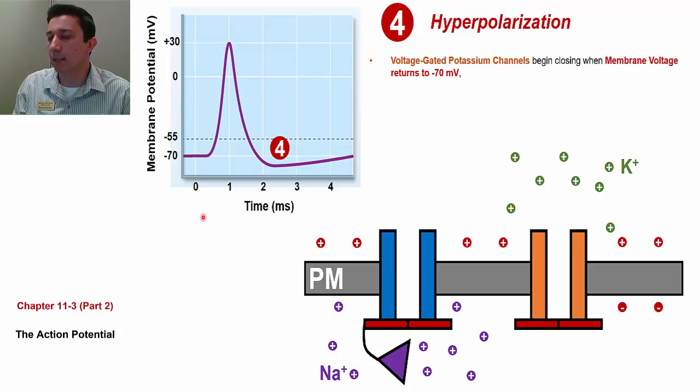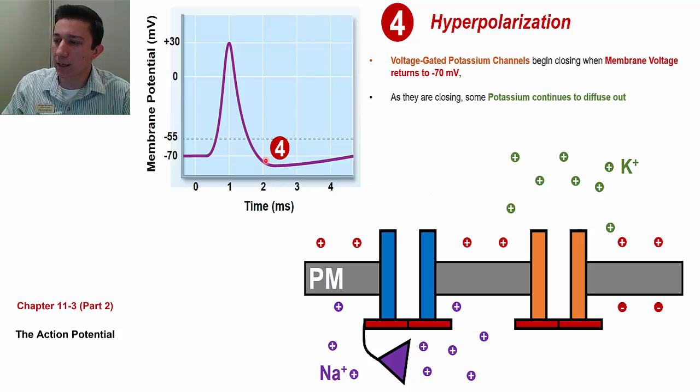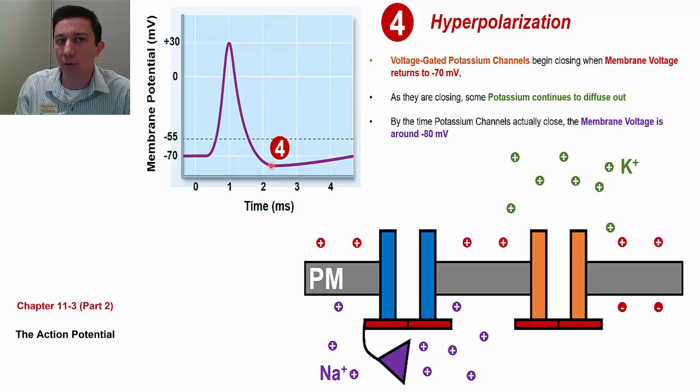They don't close immediately. It takes them a little bit of time to close. And while they're closing, after membrane voltage reaches minus 70, a little bit of potassium continues to diffuse into the cell as the channels are closing. So our membrane voltage actually overshoots resting membrane voltage by a few millivolts. So this voltage can be as low as maybe about minus 80 millivolts. So our resting membrane voltage is overshot a little bit with hyperpolarization here. Also during this phase is when our voltage-gated sodium channels reset back to their closed configuration from the inactive configuration.